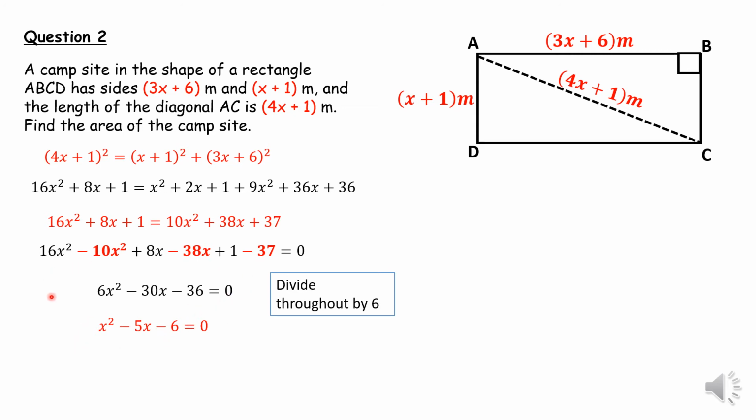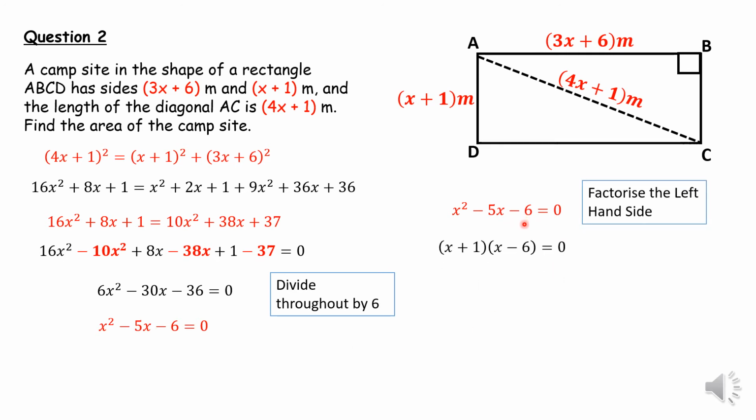Now some students will come here, to the 6x squared minus 30x minus 36 equals 0, and they are going to use the quadratic formula or some of that stuff. Not necessary. This question factorizes perfectly. When you factorize the left hand side, you need two numbers that give you negative 6 when you multiply, and if you add them it gives you negative 5. The numbers happen to be negative 6 and 1.